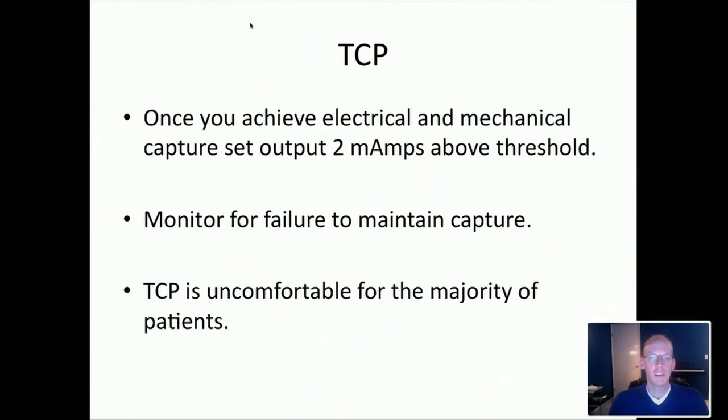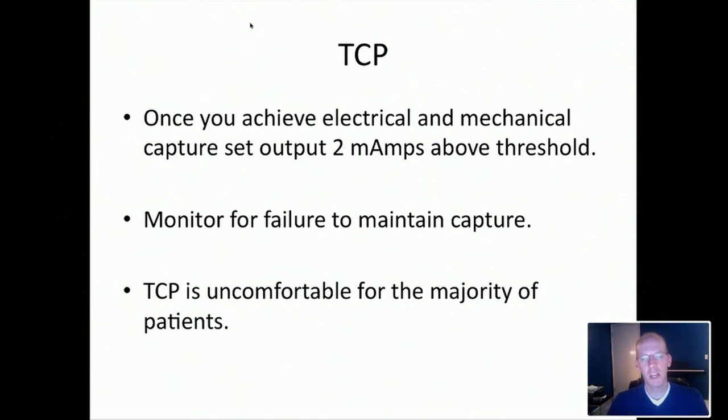Once you've achieved electrical and mechanical capture, then you need to set your output for about 2 milliamps above threshold. The reason for this is that you want to make sure that you don't dip below what the pacing threshold is. So if you find a mechanical and electrical capture at 80 milliamps, then you want to go to 82 milliamps, maybe 85. But you don't want to go much higher than the desired amount to reach capture because this energy is uncomfortable. It does cause discomfort for the patient.